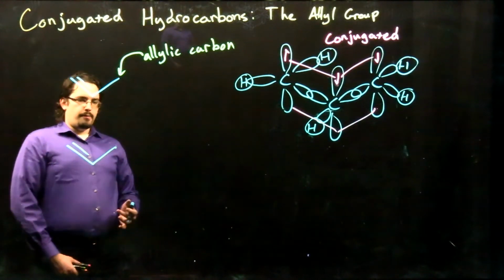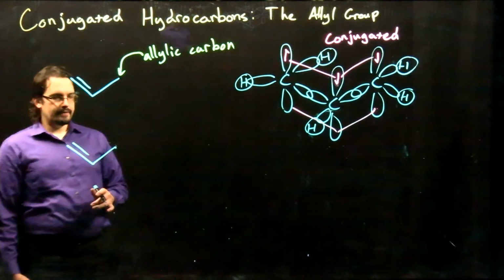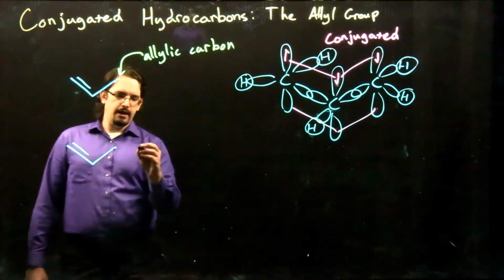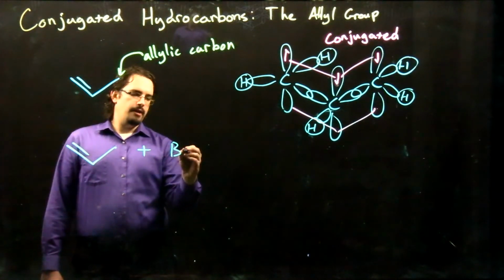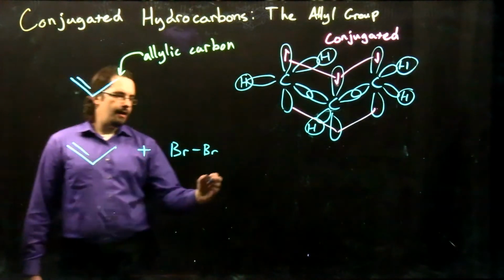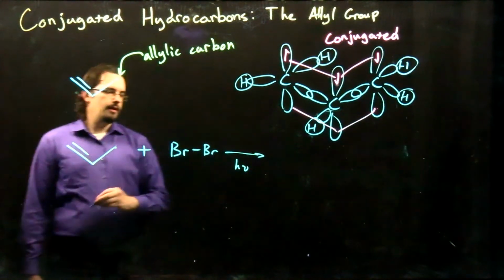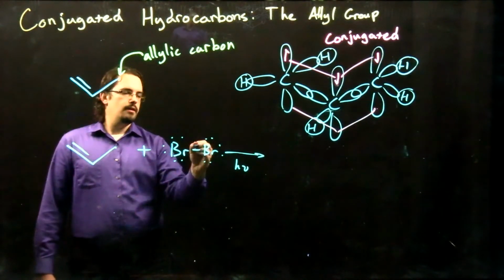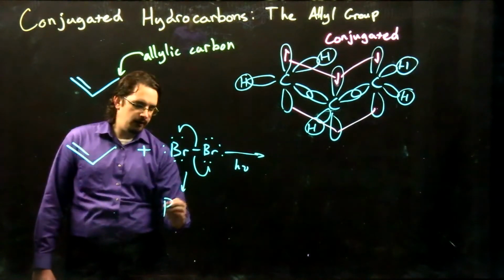The final scenario where we see a big difference in our reactivity based on our allylic group is if we have a free radical reaction. So as we've seen, if we take an alkene and react it with our halogen, if we have light, it can break apart our diatomic halogen bond. So we'd have our homolytic cleavage to form our bromine radicals.